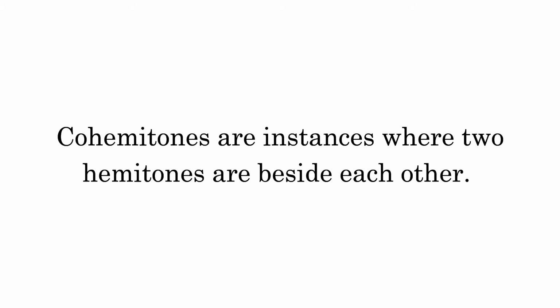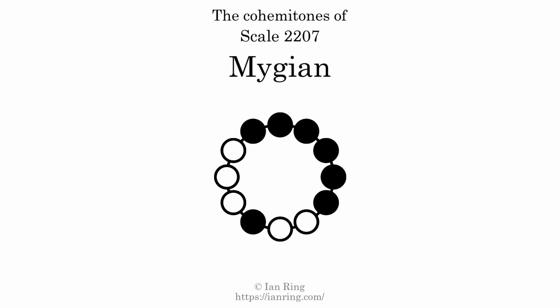Cohemitones are instances where 2 hemitones are beside each other. This scale has 4 cohemitones. They are at positions here, here, here, and here.